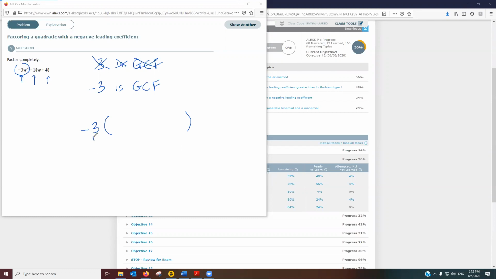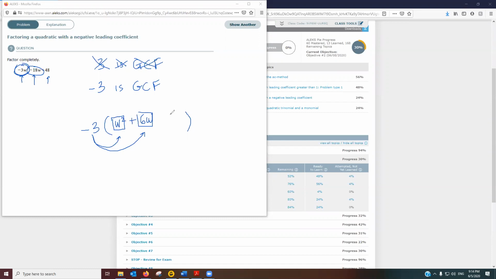Well, I know negative 3 times this first box here has to get me back to negative 3w squared. So I know that means I'm just going to put a w squared here. All right, let me go to the second box. Negative 3 times this middle box has to get me back to negative 18w. Well, that means I should put a 6w here. Let me double check. Negative 3 times 6w gets me back to negative 18w.